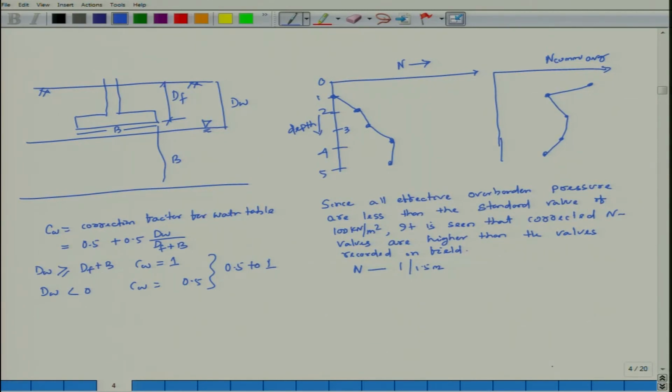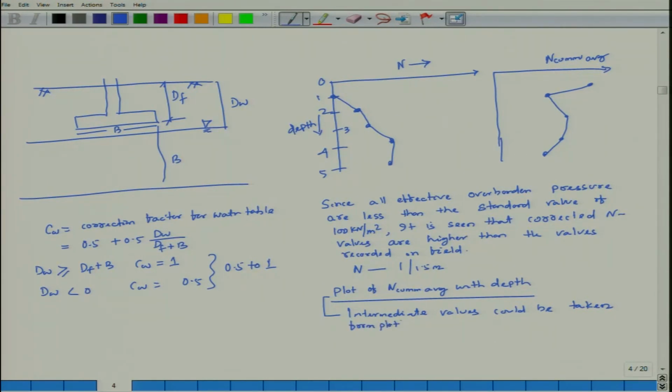So, the variation of cumulative average, a plot of N cumulative average with depth, means very easily intermediate values could be taken from the plot rather than interpolated by calculations.